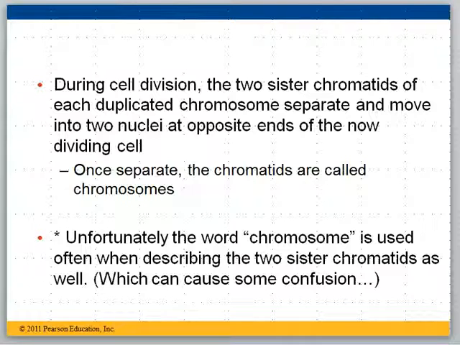During the process of cell division, eventually these two sister chromatids that we just saw are going to be pulled apart, separated, and they will move towards the two opposite ends of the dividing cell. And so basically we're going to double up on the DNA material, then we're going to split those doubles apart, and then separate them into the two new cells. And then once they separate, those chromatids, so sister chromatids, are single strands again called chromosomes. And again, like I said, unfortunately the word chromosome is often used to describe the single strand as well as the joined two sister chromatids. So that can cause some confusion.